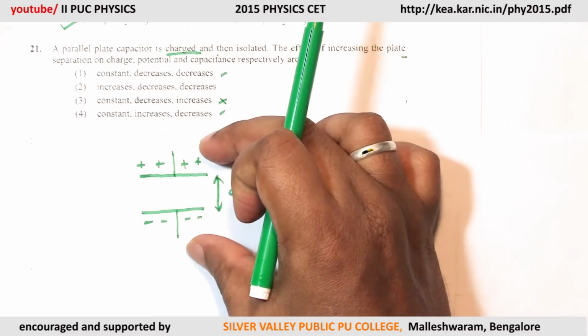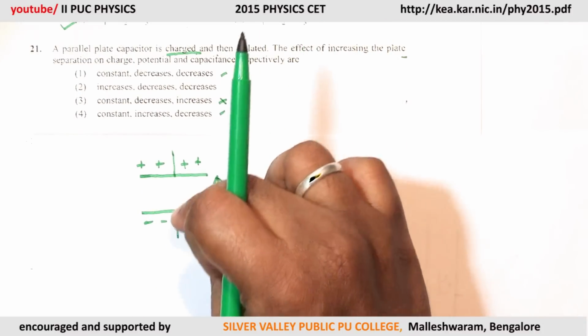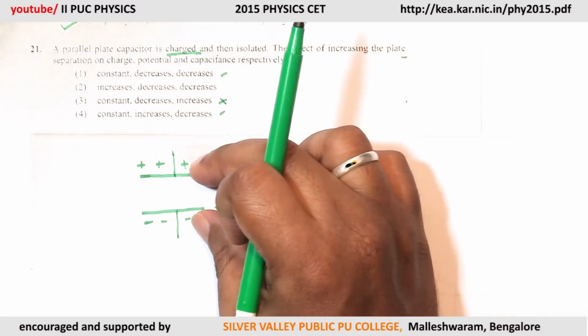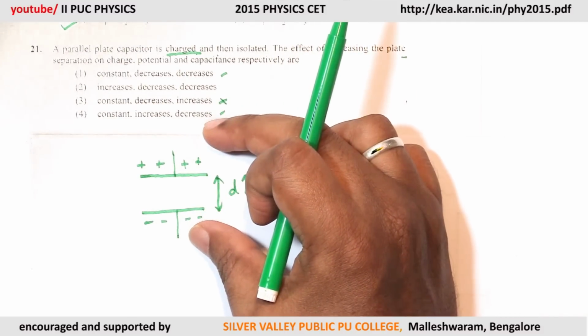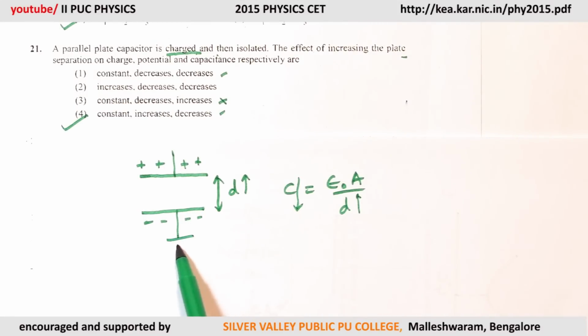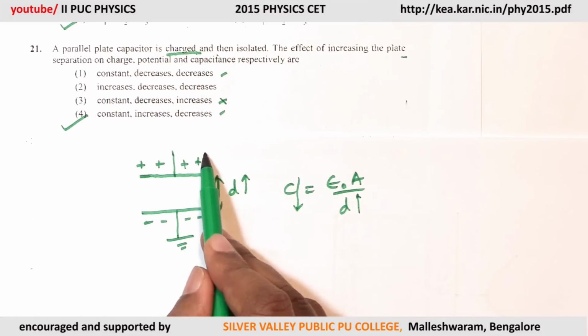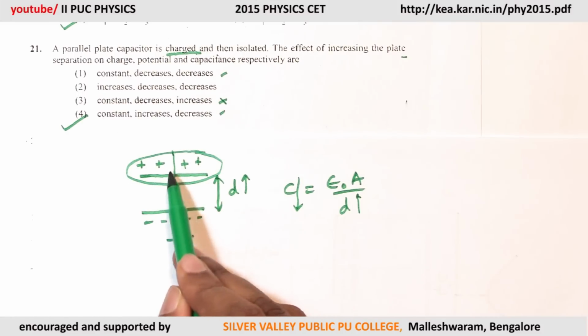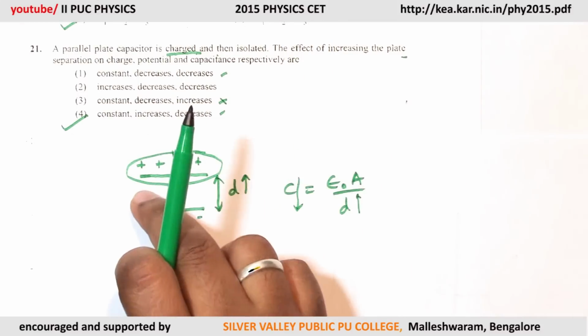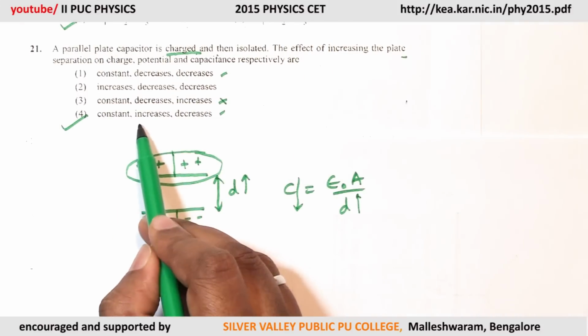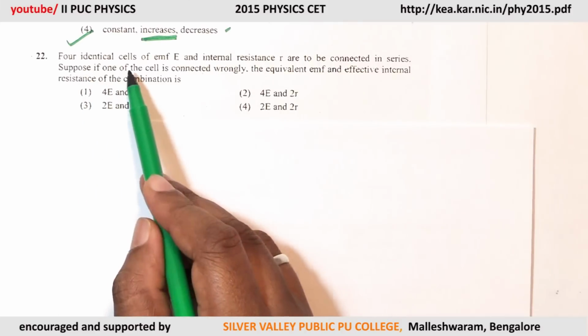With the increase in distance, the effect of one on the other decreases. So the potential of the system increases. Why are we keeping the second capacitor, the second plate, closer to the first one? To decrease the effect, to decrease the potential. If distance increases, then the potential of the system increases. Therefore, increases.